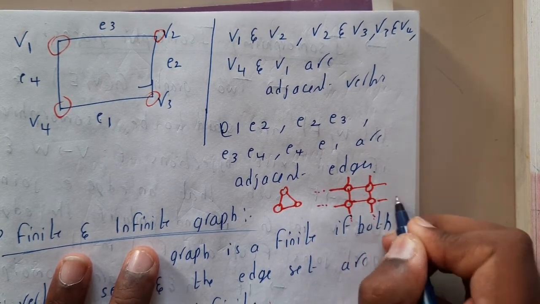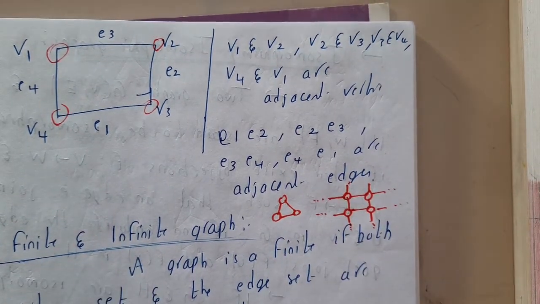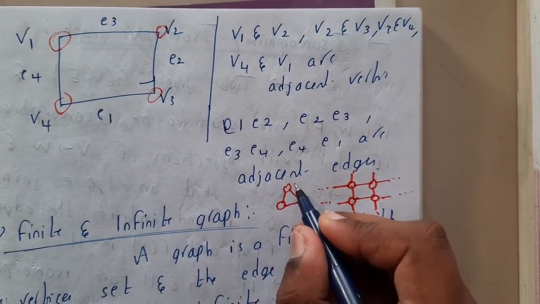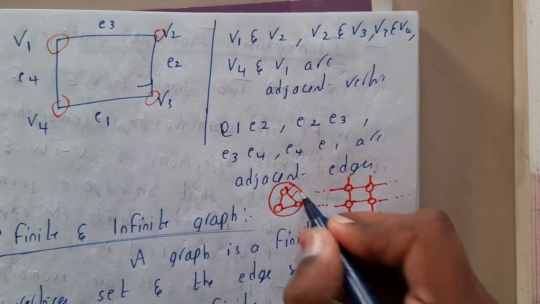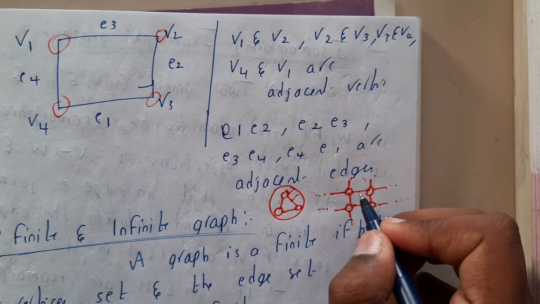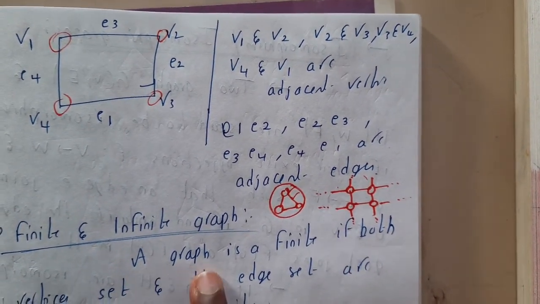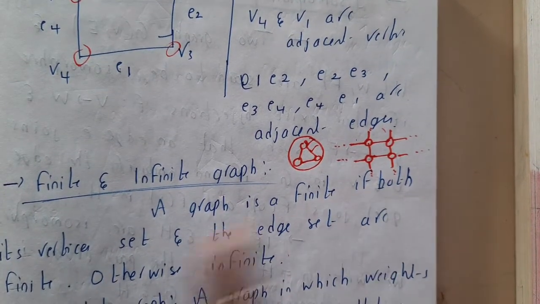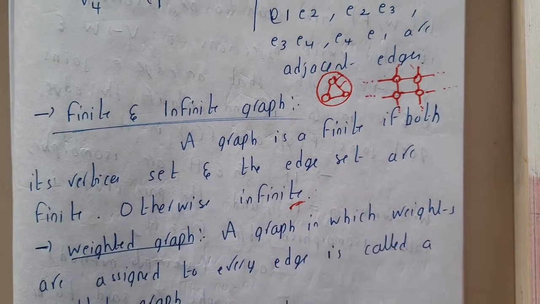Just place some dots so that it indicates that this pattern or format will continue infinitely. So in a finite graph we have a finite number of vertices and edges, whereas if any one of them is infinite, then you say that it is an infinite graph. A graph is finite if both the vertex set and the edge set are finite, otherwise you can simply say that it is infinite.